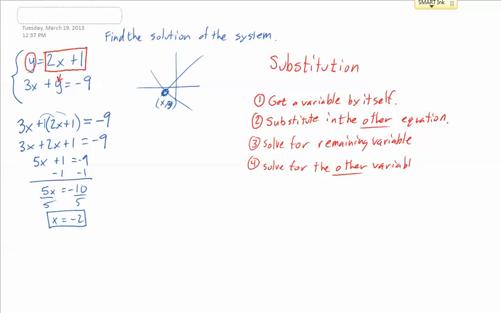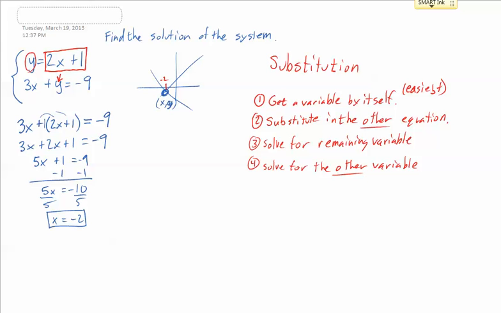Now that should be pretty easy because now we have an x value. We know that these two lines cross when x is negative 2. And so we can take this x equals negative 2 and plug it into either equation. It doesn't matter which one. You can put it into either one there. Now, again, in step 1, we got a variable by itself, and we said get the easiest one.